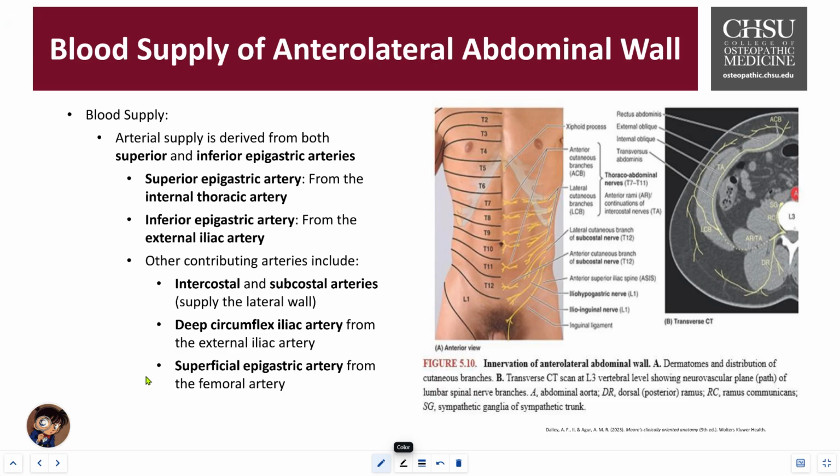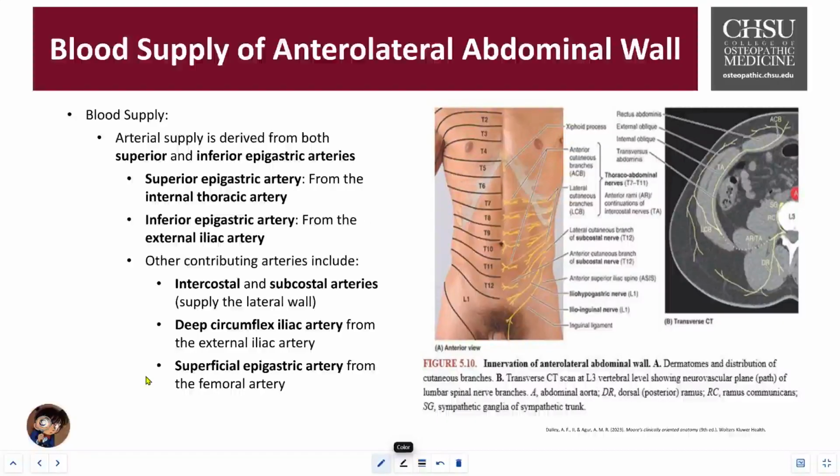It comes from both the superior and inferior epigastric arteries. This ensures adequate perfusion to the muscle and overlying structures. The superior epigastric artery is a continuation of the internal thoracic artery, which supplies the upper abdominal wall. The inferior epigastric artery arises from the external iliac artery, and that supplies the lower abdominal wall. And there are anastomoses with the superior epigastric artery near the umbilicus region.